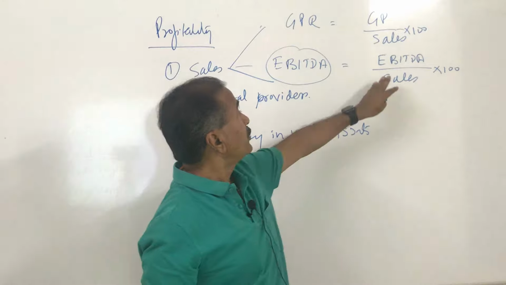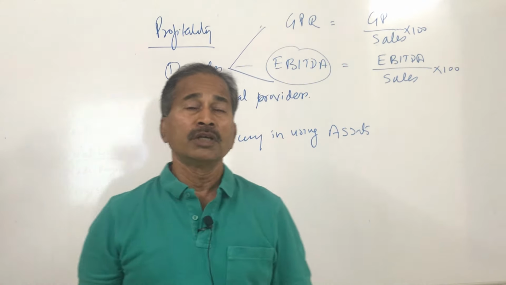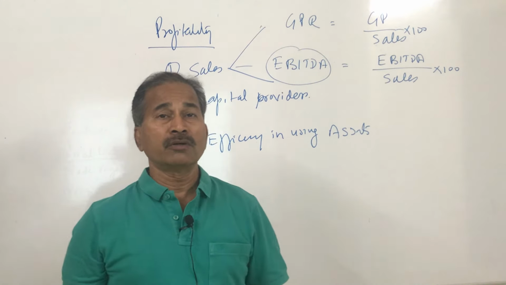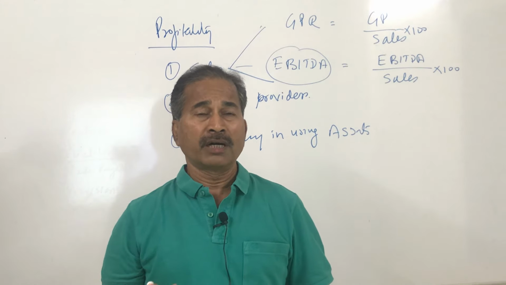So you can calculate your EBITDA margin ratio. And how do you calculate the EBITDA margin ratio? You will calculate the EBITDA margin ratio by dividing EBITDA by the amount of sales into 100, and that will give you the EBITDA margin ratio.